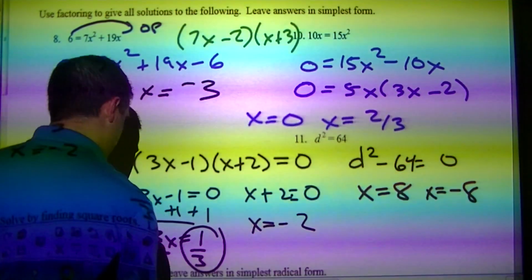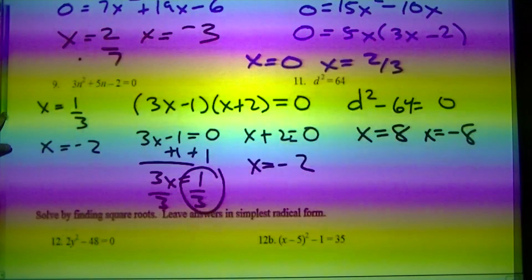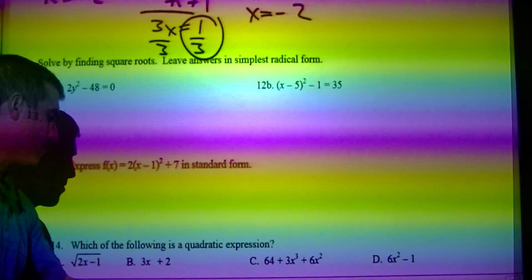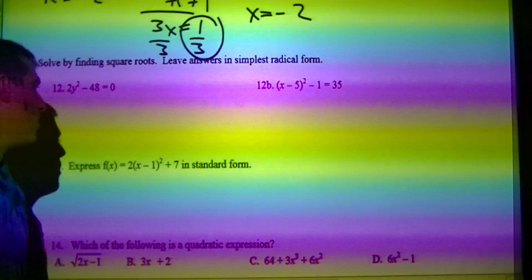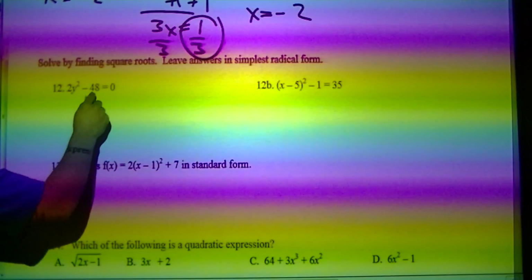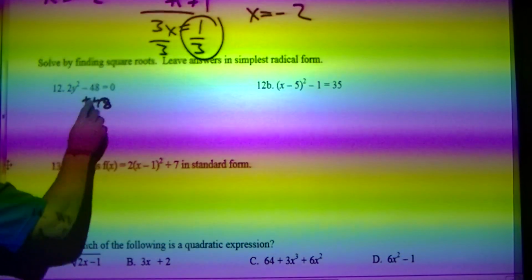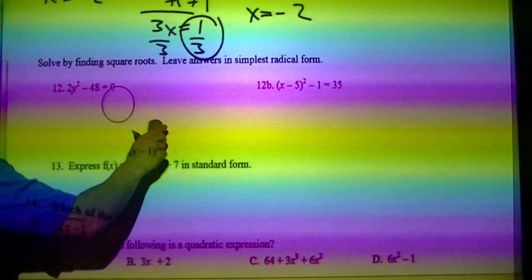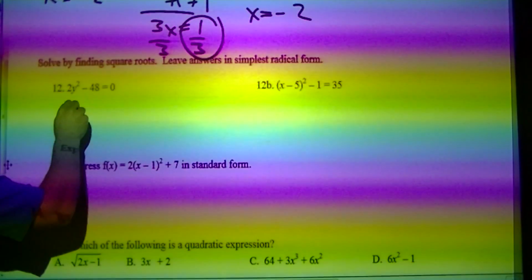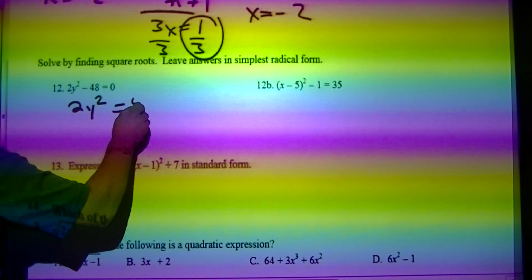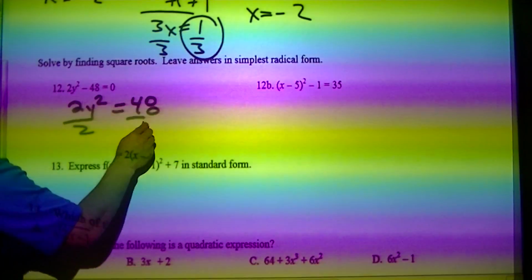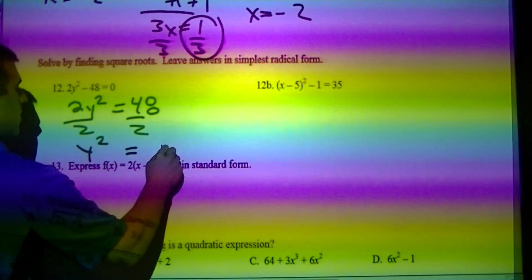All right, that's how you do that. Moving on. Solve by finding the square root. On this one, I have to add 48, or you can think of it this way: I can move 48 to the other side. That's going to be 2y squared equals 48. Divide by 2. I got y squared equals 24.